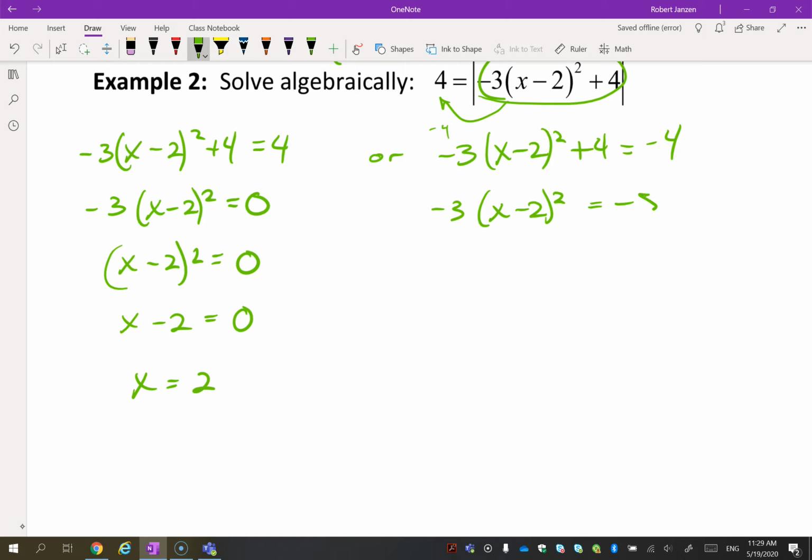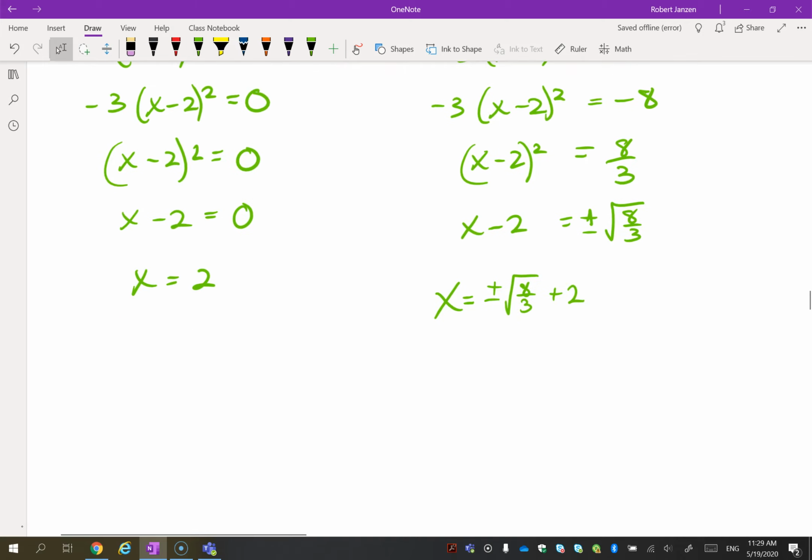Let's try this one. If I take over the 4, it becomes negative 8. So now if I divide by negative 3, I get 8/3. If I take the square root of both sides, this is going to be plus or minus the square root of 8/3. And then if I take the 2 over, I get plus or minus the root of 8/3 plus 2. Okay, so my solution would be 2 and that. I'm going to leave that like that, but your answer key is not going to look like that.